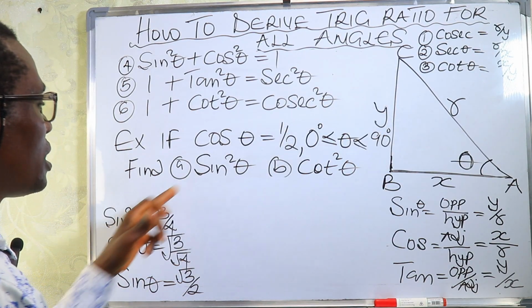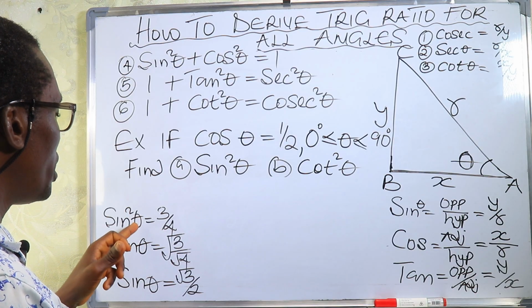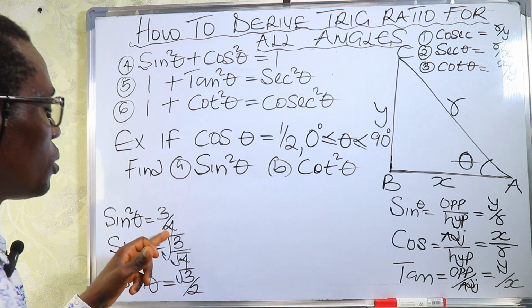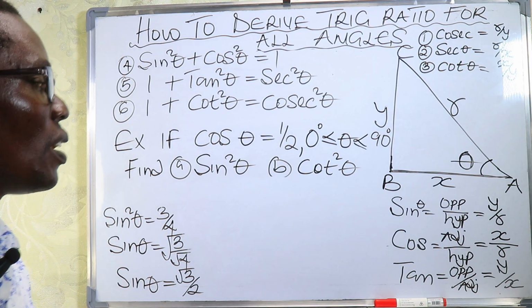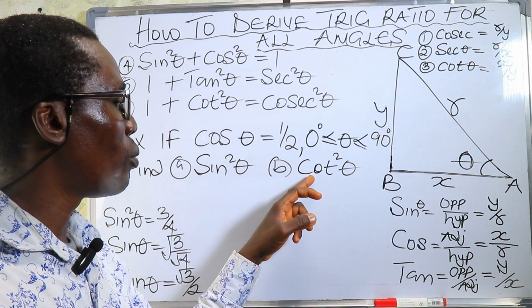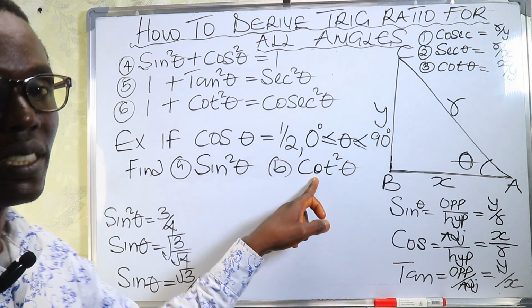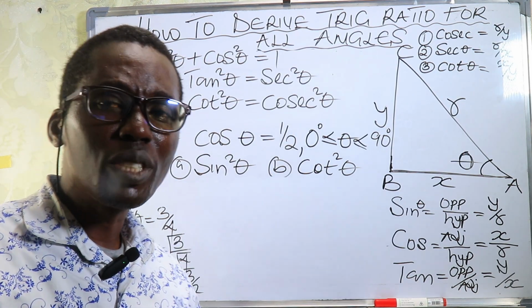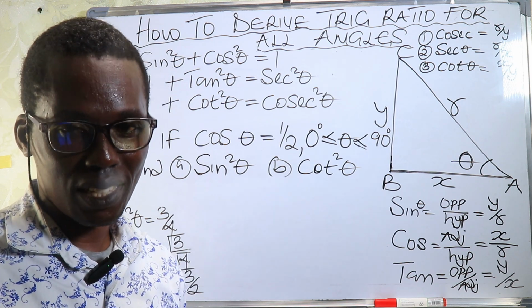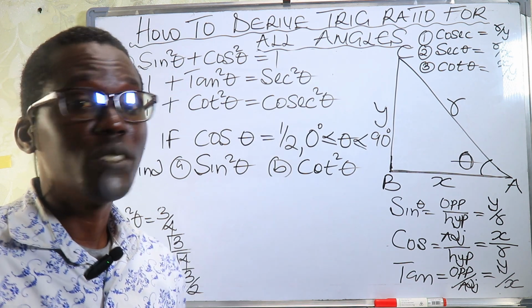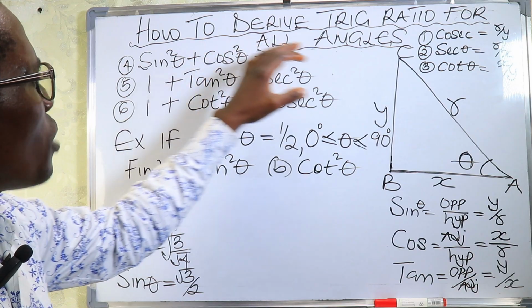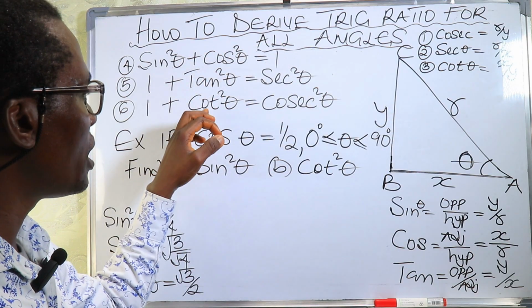Sine square theta dey equal to 3 over 4. The next one we just make you find na wetin? Cot square theta. Now how you go take find the cot square theta? That one na another big one. All this formula, which one contain cot square theta?